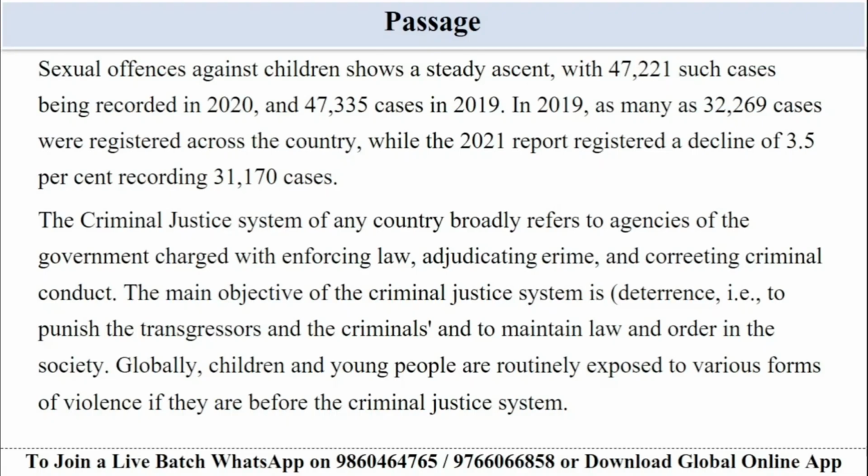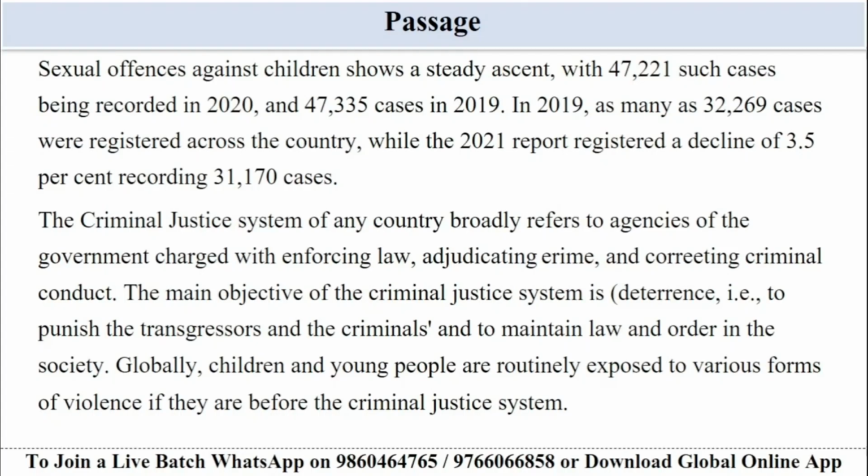The criminal justice system of any country broadly refers to the agencies of the government charged with enforcing law, adjudicating crimes, and correcting criminal conduct. The main objective of the criminal justice system is deterrence, that is, to punish the transgressors and criminals and to maintain law and order in society.